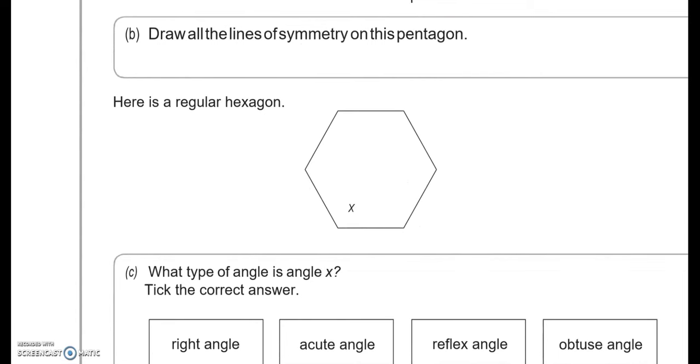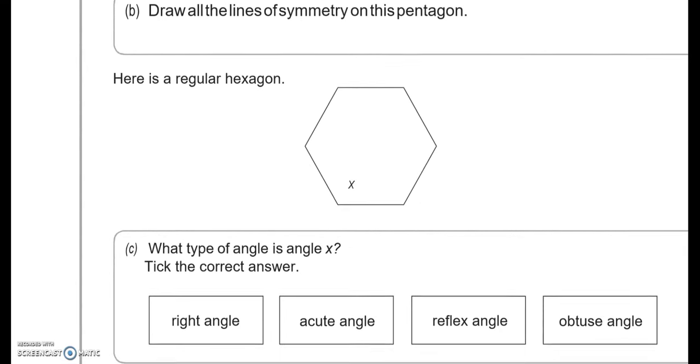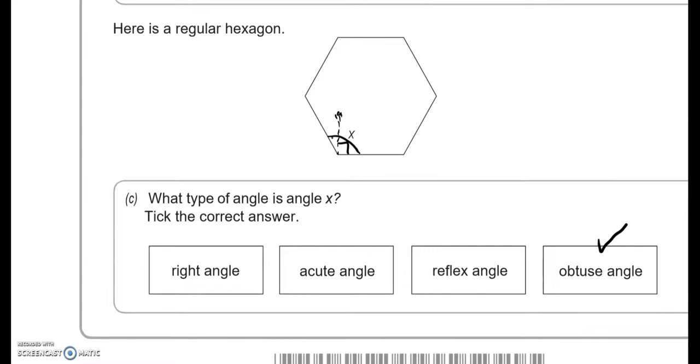Here is a regular hexagon. What type of angle is angle X? So angle X is this one here. As you can see, this is greater than 90 degrees, but less than 180. And that is called obtuse.